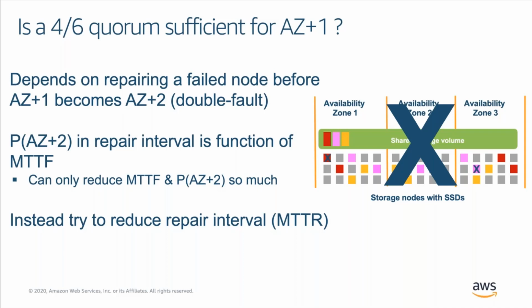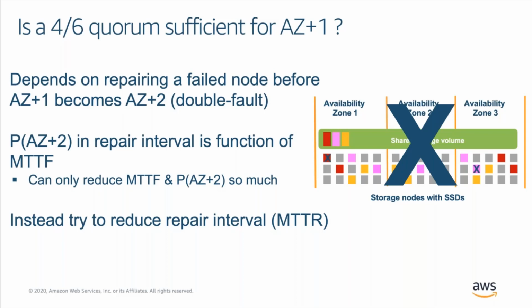Now, it's useful to ask the question as to whether even 4 out of 6 quorum is enough for AZ+1 failure scenarios. Because what if AZ+1 becomes AZ+2, i.e. a double fault scenario, in which a second node fails before the first node failure has been repaired? So the probability of an AZ+2 failure happening is a function of the MTTF, the mean time to failure for all the components involved. And while we do everything we can, you can only reduce the MTTF, which is effectively the background radiation. You can only reduce the MTTF so much.